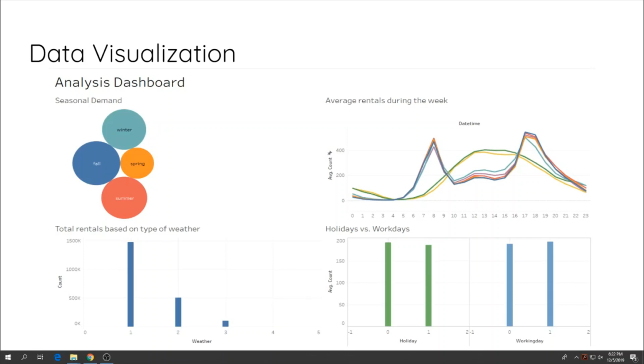Then in the bottom right, you have workday versus holiday. And what we can tell is that the average rentals for bikes during holidays, work days, and non-working days that are not holidays tend to all be about the same, and it doesn't have an influence on how many bikes get rented.